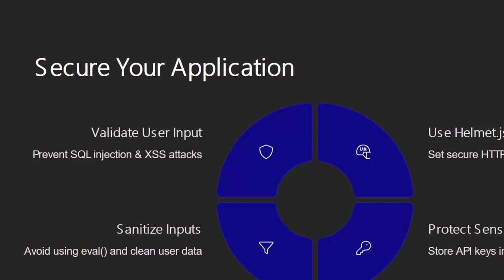Even we can store the API keys and sensitive data in a .env file, and we can avoid using eval, and sanitize the user input. So this we can do. So this is the thing, guys. If you want to make your application secure, then just follow these steps, guys.